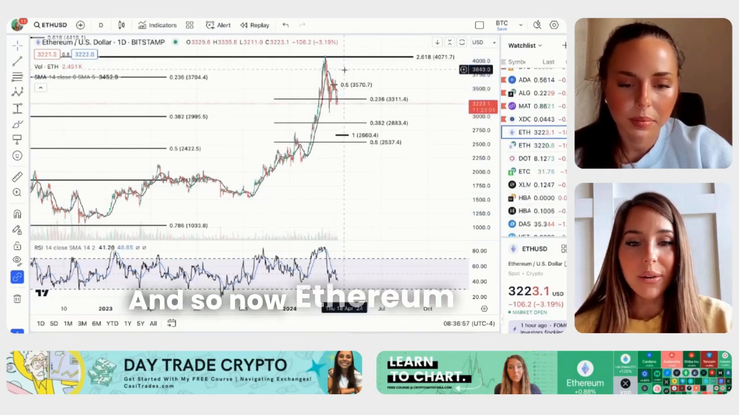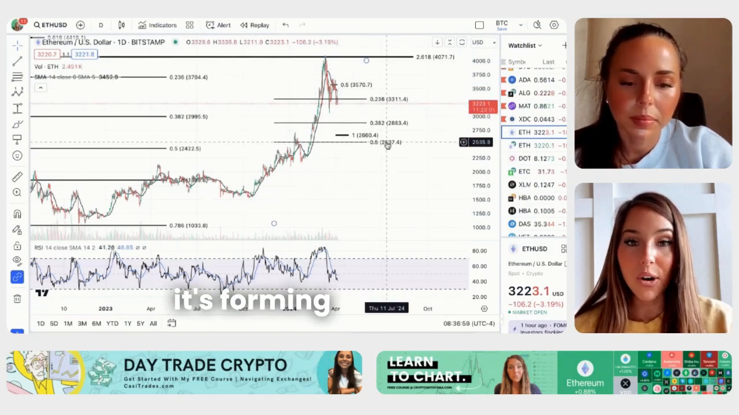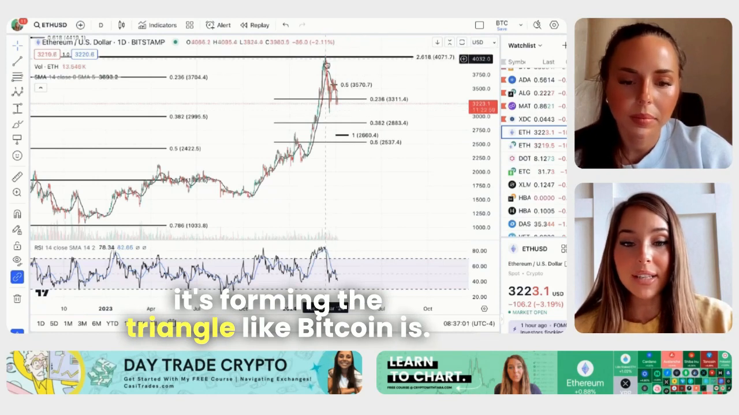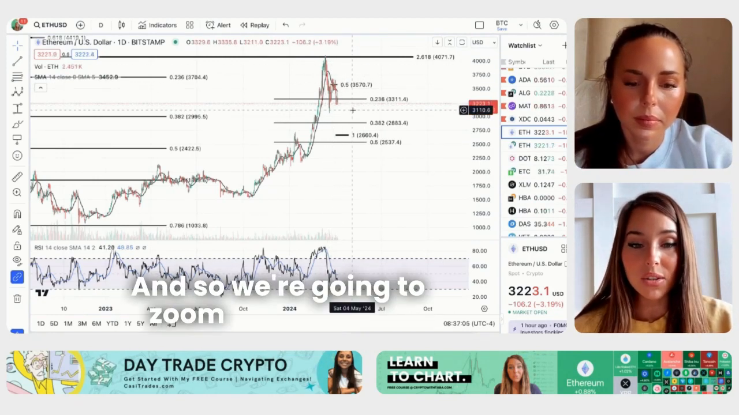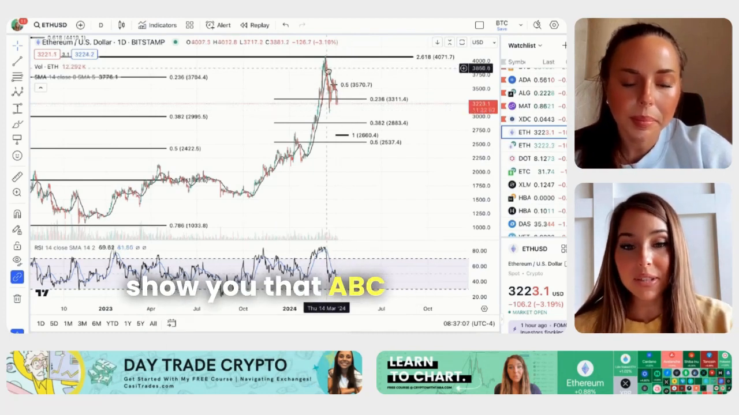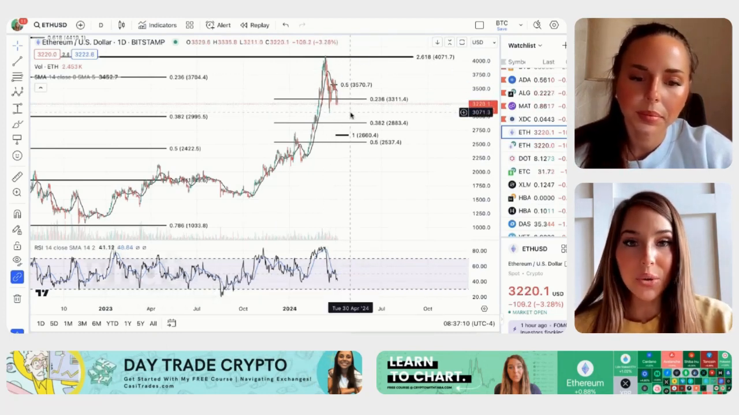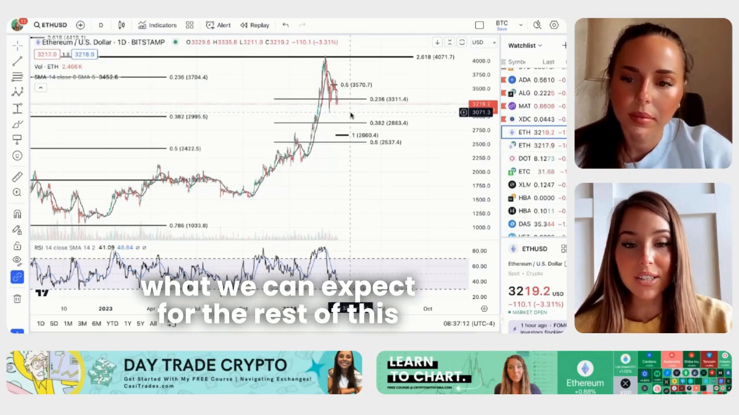And so now Ethereum doesn't look like it's forming the triangle like Bitcoin is. This is looking like a textbook ABC correction. And so we're going to zoom in, and Cassie's going to show you that ABC for this wave 4 and show you what we can expect for the rest of this retracement.